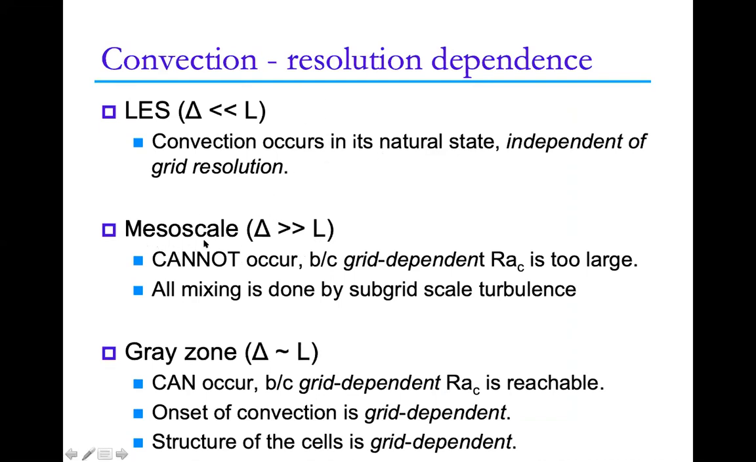At the other end, if you run this at very coarse resolution, say 5-kilometer resolution, you cannot have explicit convection in the model, because what we call the grid-dependent Rayleigh number is too large, and all of the mixing ends up being done by the subgrid-scale turbulence, the PBL scheme that you choose, whatever that closure scheme is. But in the gray zone, you can have convection depending on what the grid-dependent Rayleigh number is. The Rayleigh number that will allow convection to occur is reachable, but it depends on the grid and the structure of the cells that are created. That structure is also grid dependent. I'll show you some examples of what that looks like.